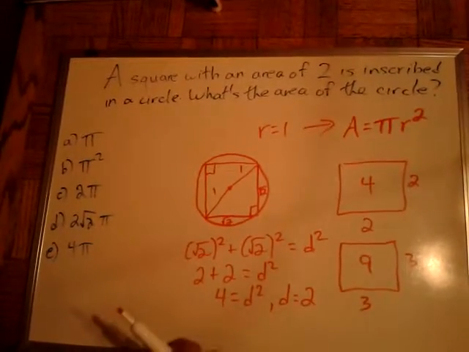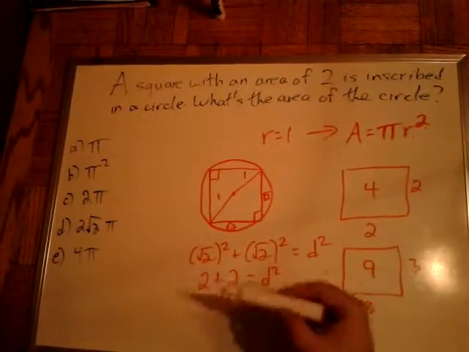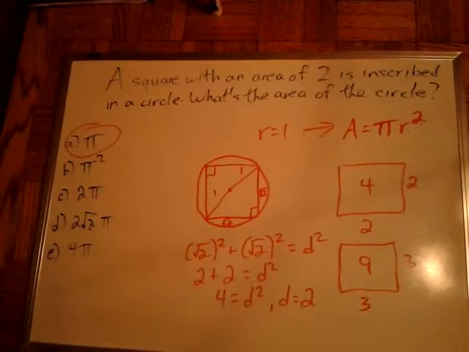Take that, pop it in the formula. 1 squared is 1. 1 times pi is just pi. So there you go.